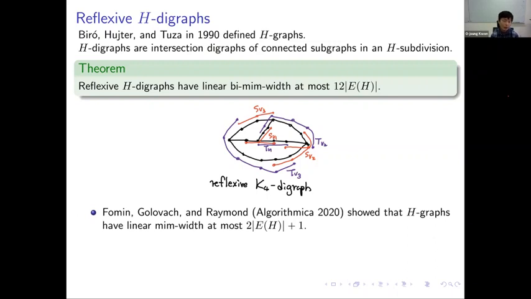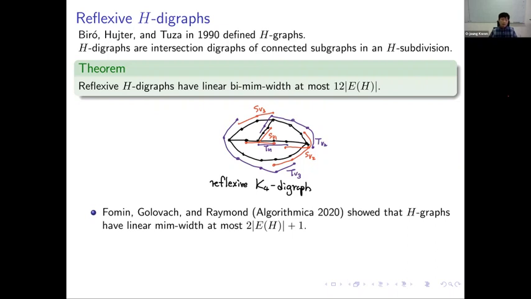So we argue that the reflexive H-digraphs have linear bi-mim-width at most 12 times the number of edges. Here the picture is about the K4 digraphs. The black graphs are the subdivision of K4, and you have some connected subgraphs, where because of reflexivity, each source set and terminal set are intersecting.